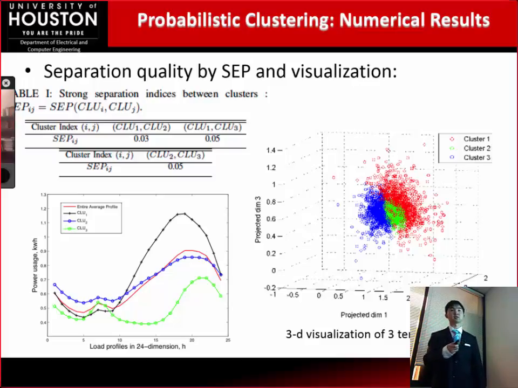the separation surface is not linear. It's not a hyperplane, it's a surface. So, which means our proposed algorithm is not linear. And for the left-hand side figure, we show the load profiles of the obtained three clusters compared with the average one. As we can see, there are low consuming users and high consuming users, and some users in between. Some of them have peaks during breakfast and the night, and some of them have peaks during other times. So there are three distinct patterns.